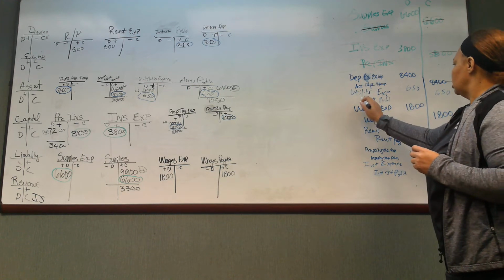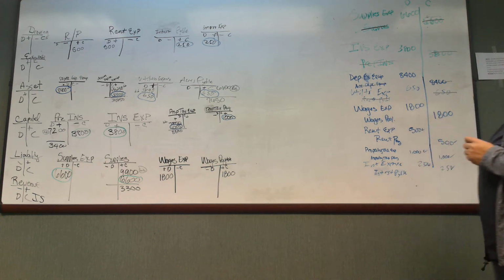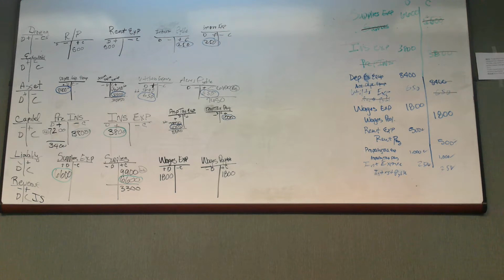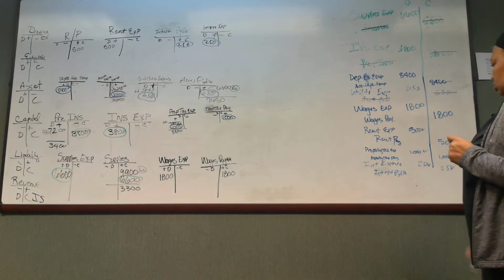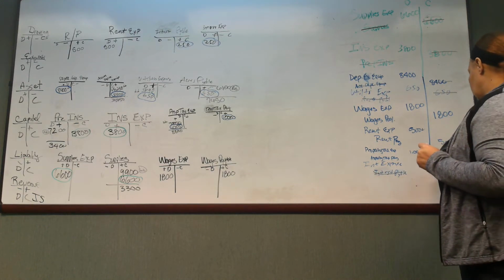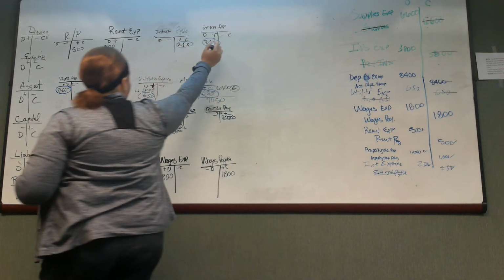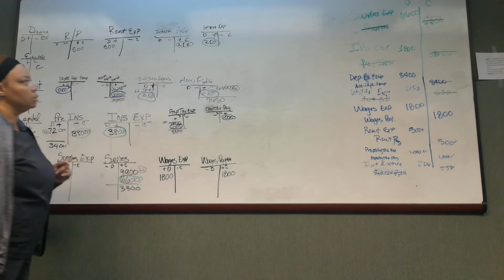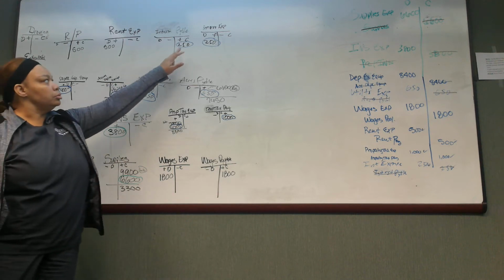Utilities. Under that, there you go. All right, so next we're going to do interest payable. The beginning balance was 0 and now it's going to be $250. So we had a credit of $250 added.